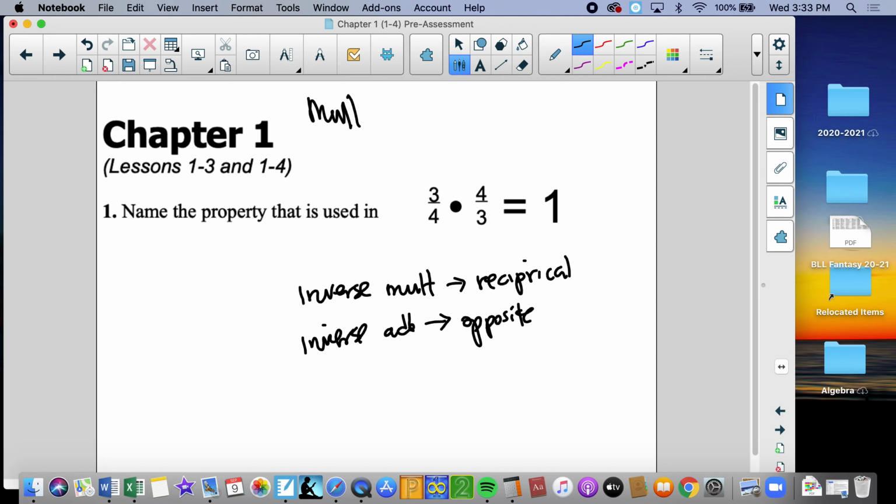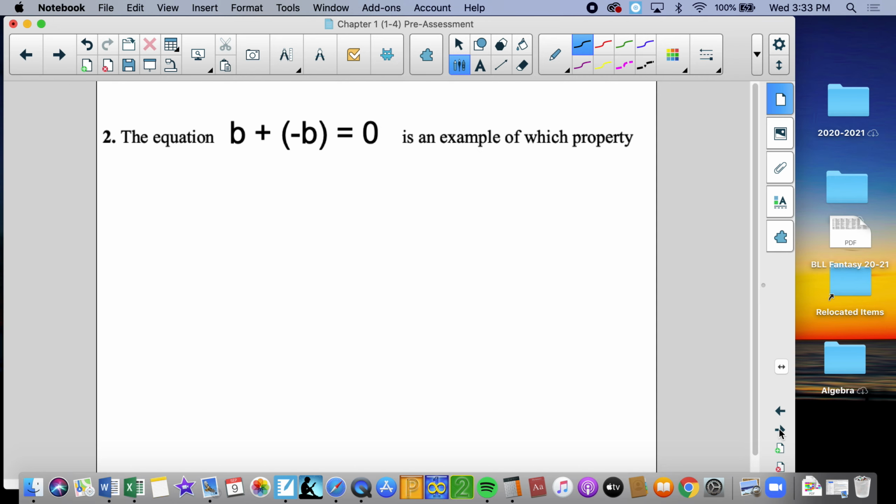So this is going to be the multiplicative inverse property. Any number multiplied by its inverse or reciprocal will always equal 1.